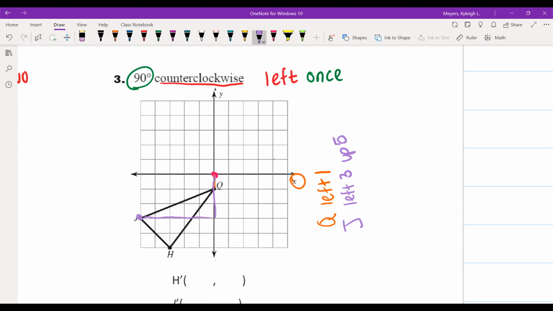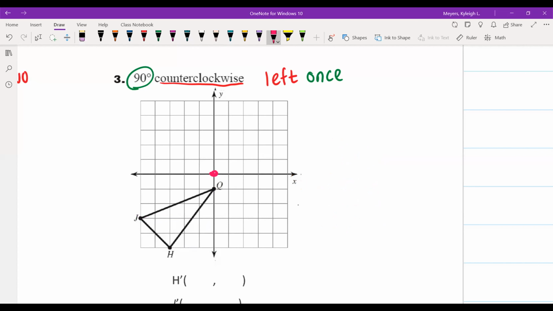And then H, I moved left 5, up 3. Left 5, up 3. All right, so now let's put that back in the right rotation. Okay, so Miss Myers sucks at her left and her right. So ignore what I just wrote down, because that's wrong. Ignore all of that. Okay, so we're still going from the origin, but I rotated to the right.